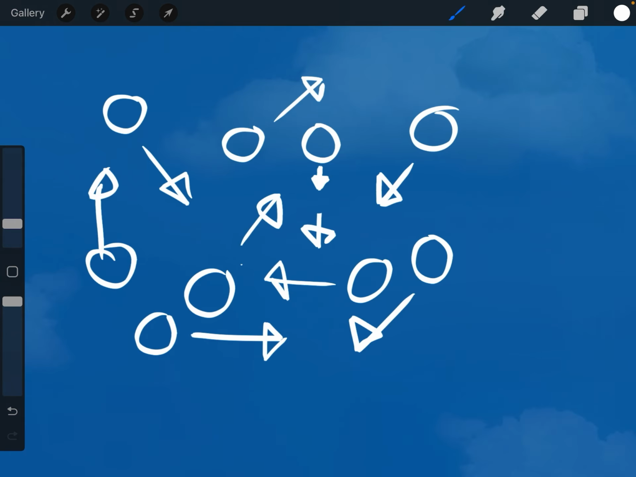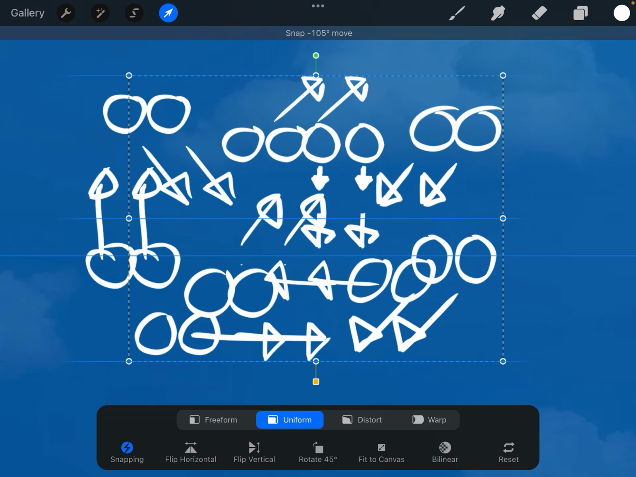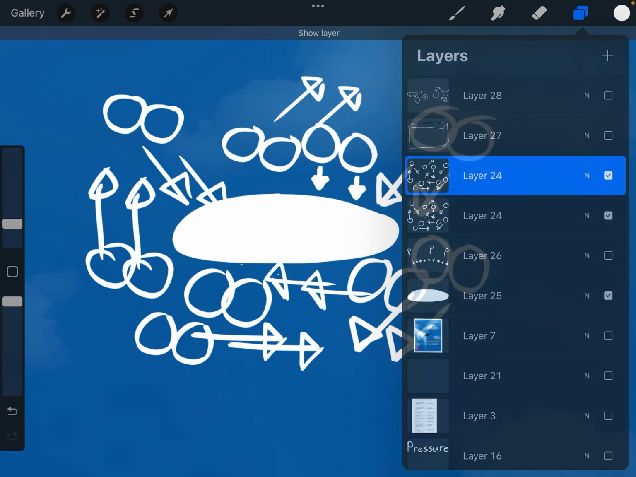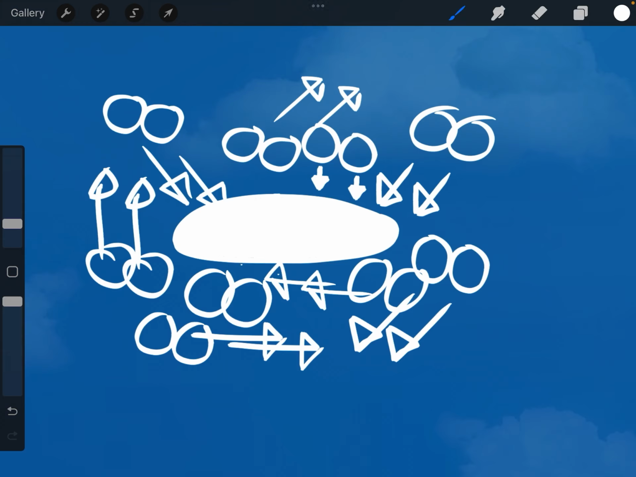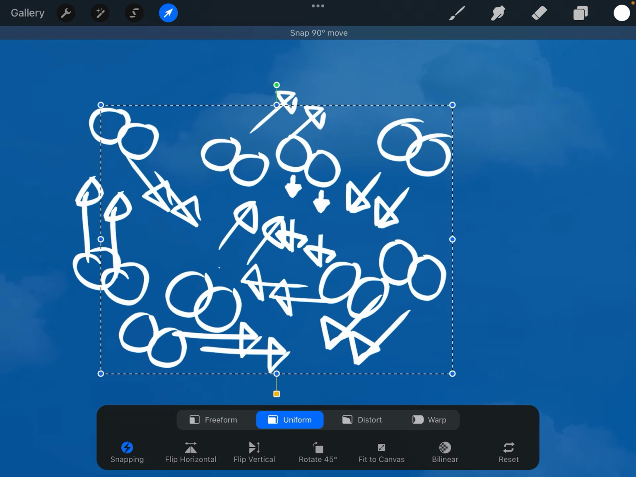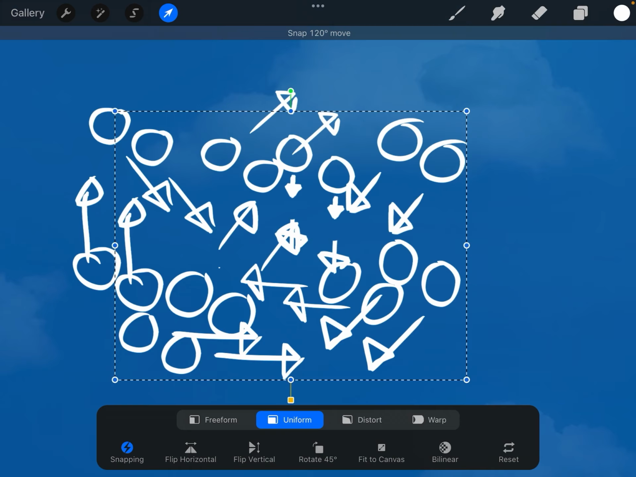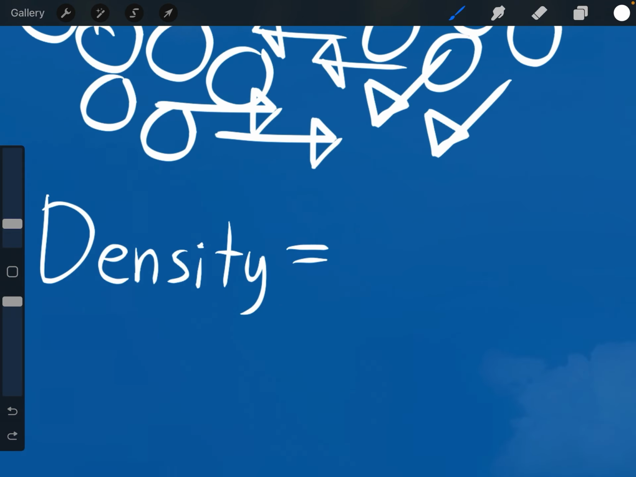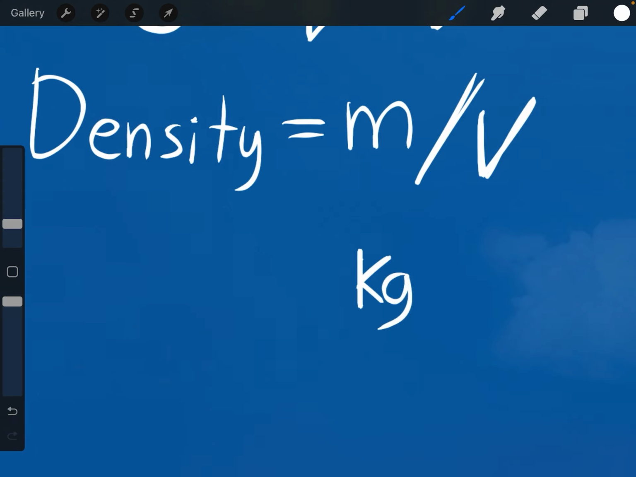Looking at this example here, it's easy to see why more air in the same amount of area will create a lot more pressure. If you double the number of atoms that are floating around, you're going to double the number of atoms that are hitting this object. So if you have twice as much air in the same amount of space, you're going to have twice as much pressure. The amount of air that we can pack into a certain amount of space is known as density, where density is equal to the mass of the air per unit of volume, or in SI units, kilograms per meter cubed.